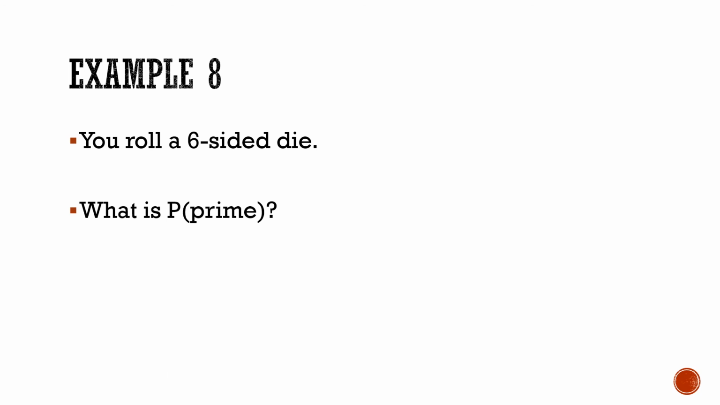Okay, take just a minute. You roll a 6-sided die. What is the probability of it being a prime number? Remember, a prime number means a number whose only factors are 1 and itself.